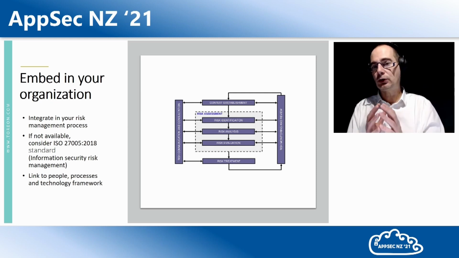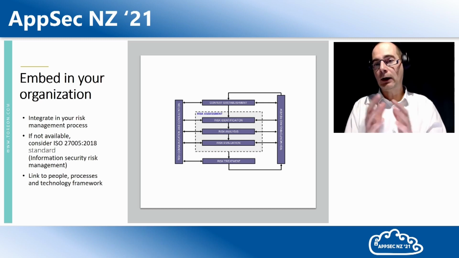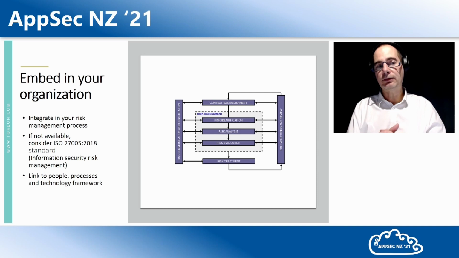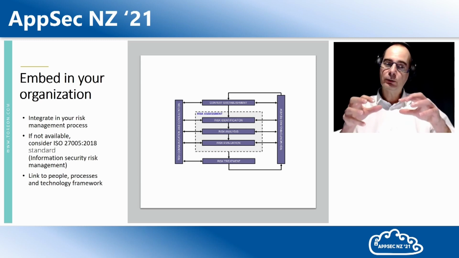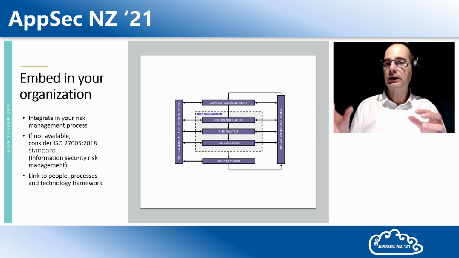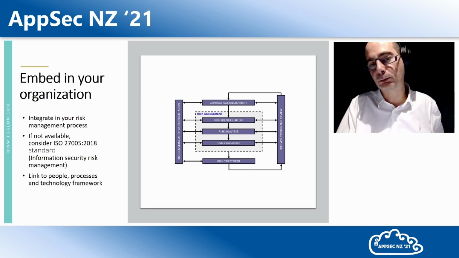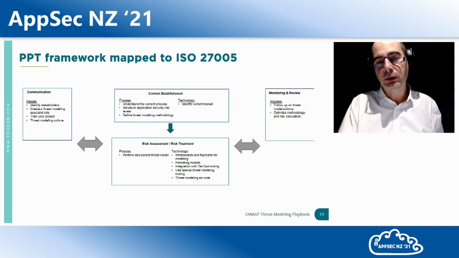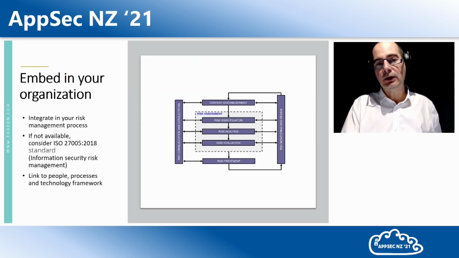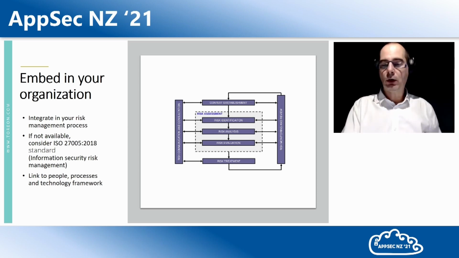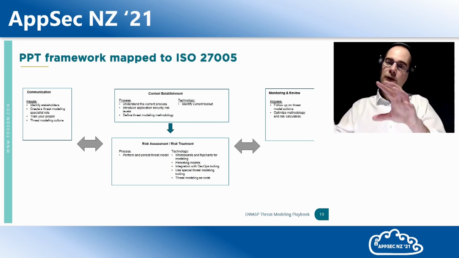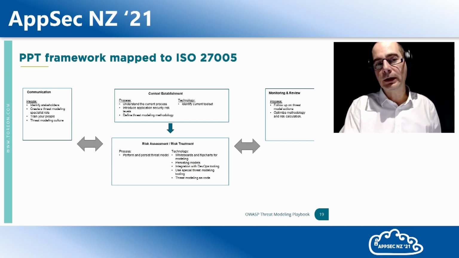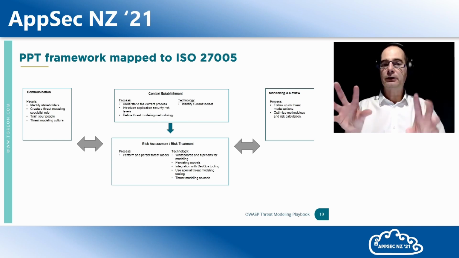If you don't have this sort of process available within your organization, I would really recommend having a look at the ISO 27005 standard, which is a really good standard about information risk management. And what we've done is we've linked this people process technology framework to this particular standard. If I go back here, you see the different steps and the flows between the overall ISO standard. The people process technology steps that I'm going to explain in the next slide can be linked to a risk management process.